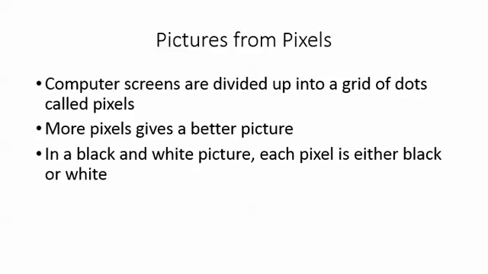First, it's important to understand the concept of pixels. Computer screens are divided up into little grids of dots. These are called pixels. The more pixels, or the smaller the dots on your grid, the better picture you're going to get. We're dealing with black and white pictures in this assignment. So in this case, each of our pixels is either going to be black or white.